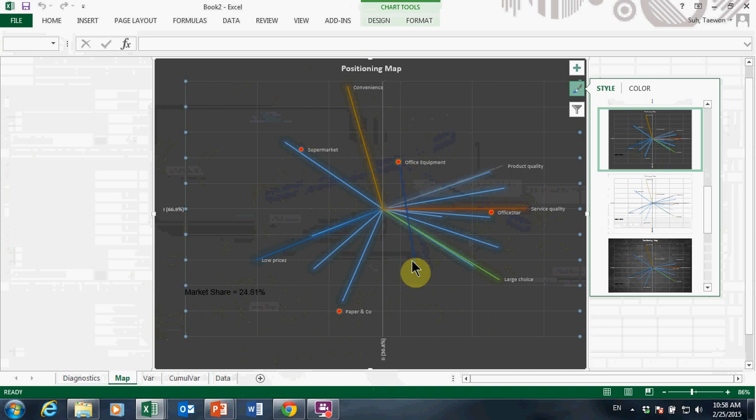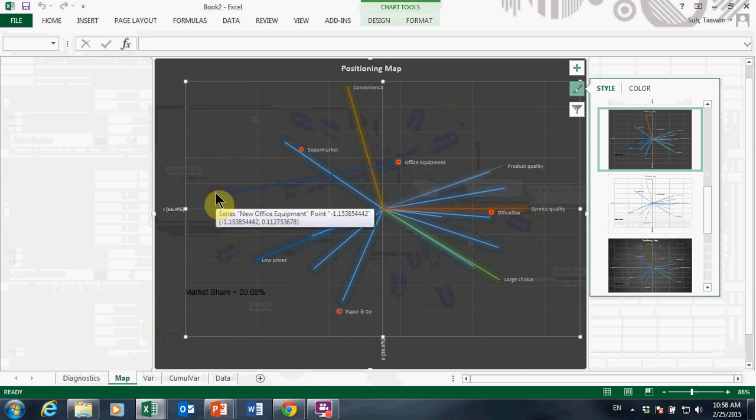So you can consider different options in the future in terms of positioning by clicking other spots. So this is the basic thing about positioning technique.